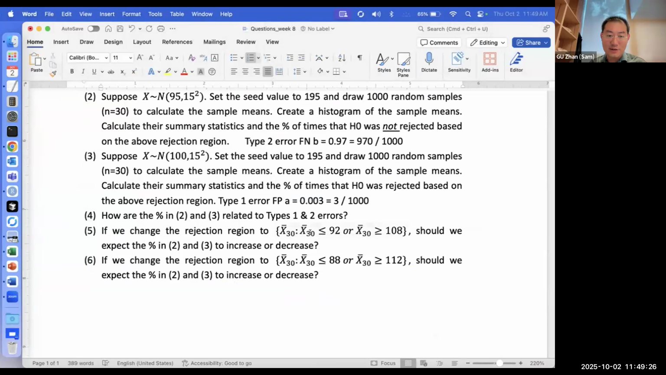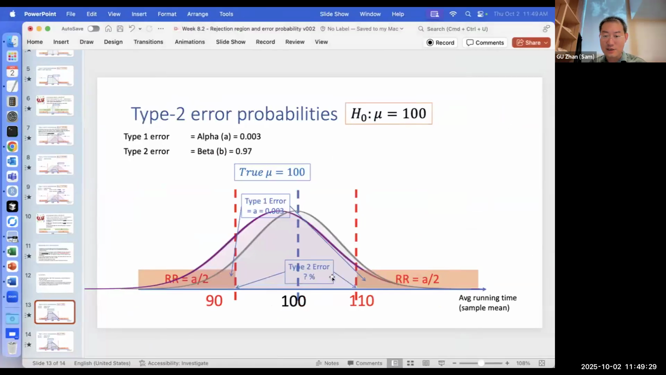Whether type 1 error and type 2 error will increase or not. Let's look at type 1 error. Basically, you move these two lines here. Then the area under this gray curve outside of these two red lines gets larger. And then the area under this purple curve gets smaller, so type 2 error will get smaller. So that's the visualization. Then we use R to calculate it.